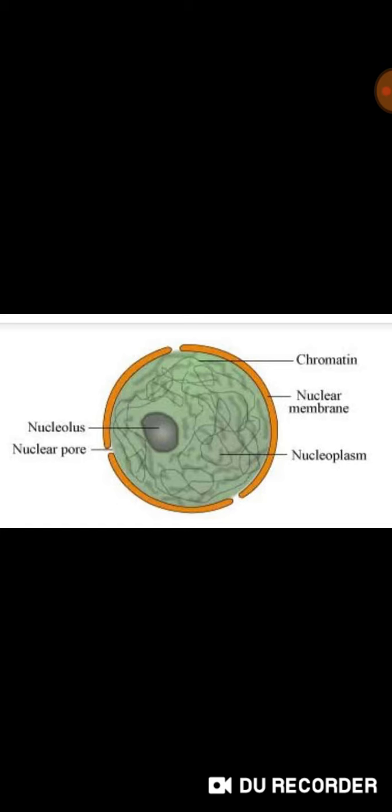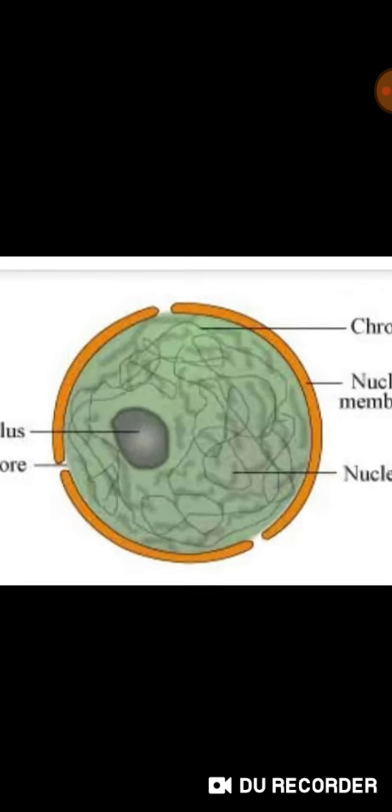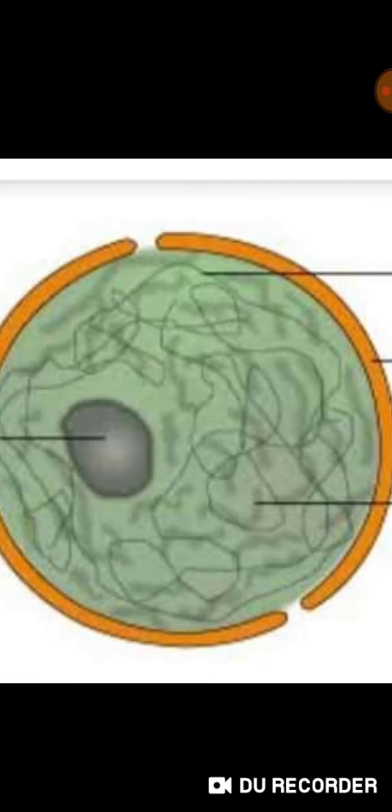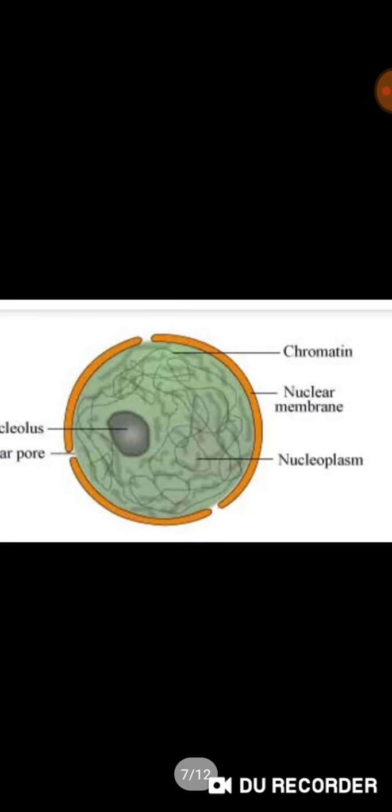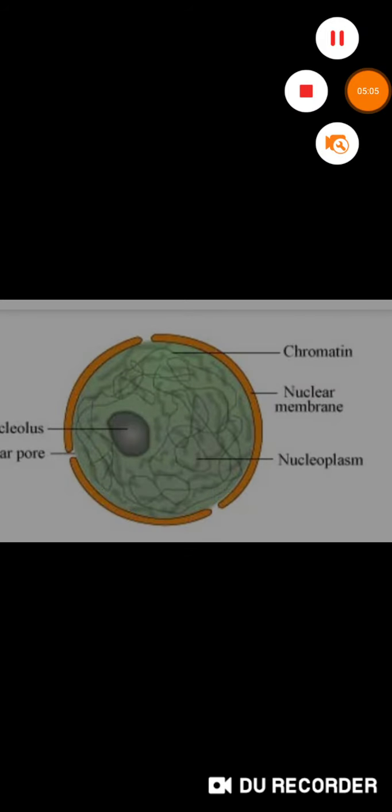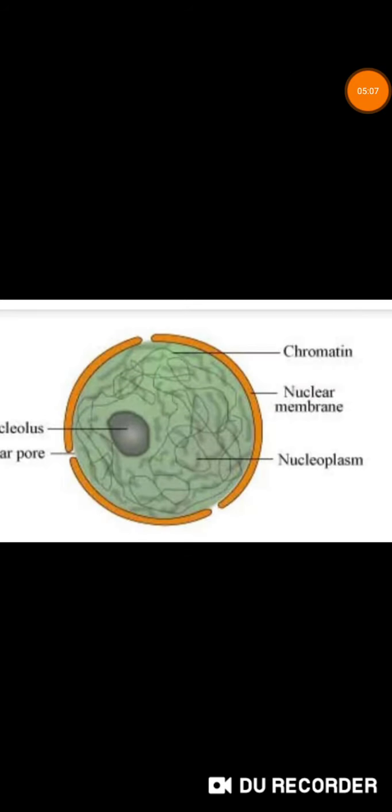And after nucleolus, there is chromatin. Now chromatin is a thread-like network. You can see inside the nucleus, here is a thread-like structure. These all are the chromatin. And this chromatin organizes itself into rod-like structures called chromosomes.